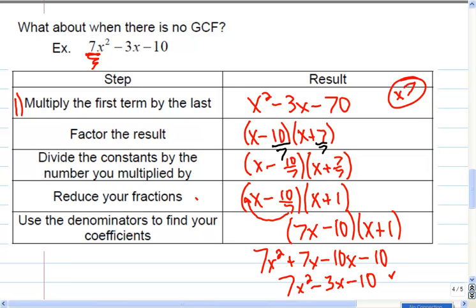And that's what I started with. So this is the factored form. So again, we start off by multiplying the first term by the last term. That gives me a new equation here that I can factor a lot easier. There is no coefficient, just like we did for all those other ones that you did so quickly.